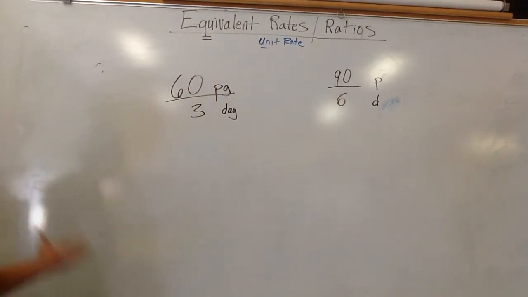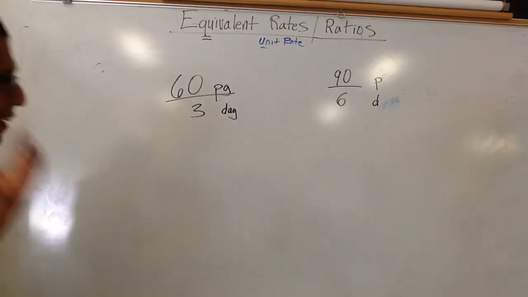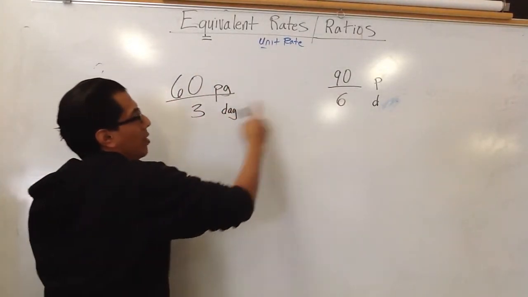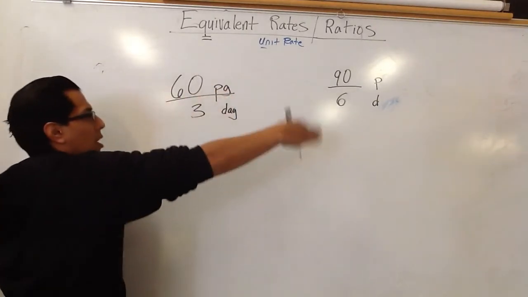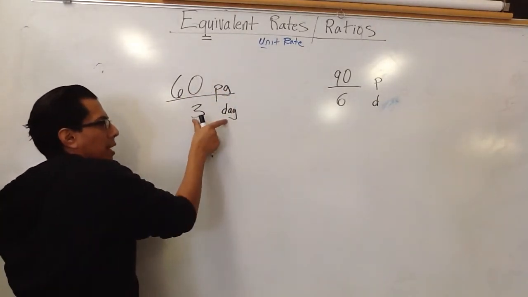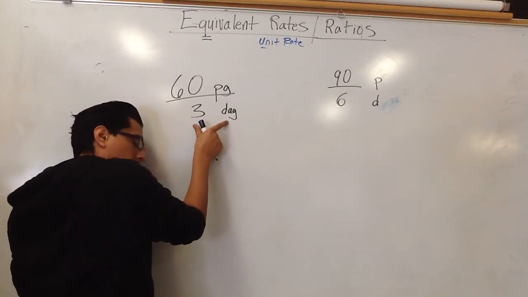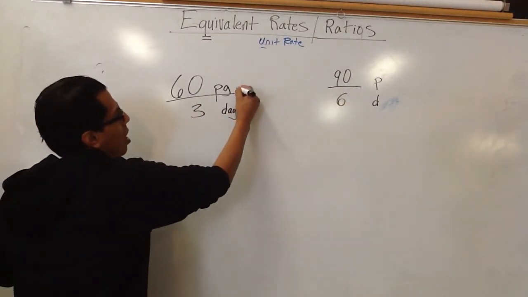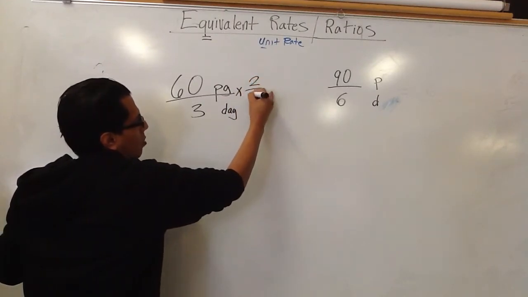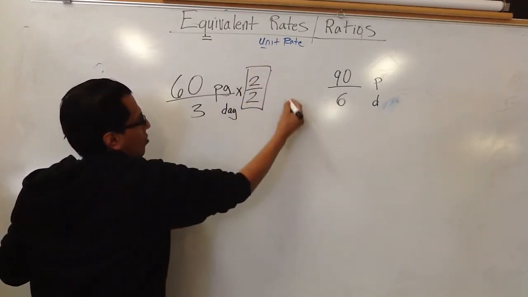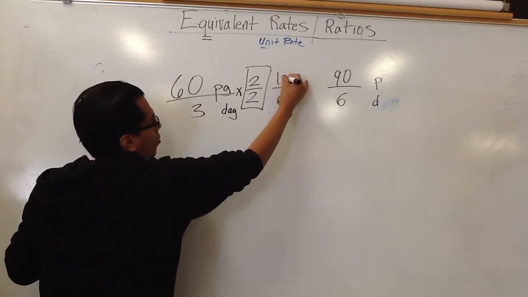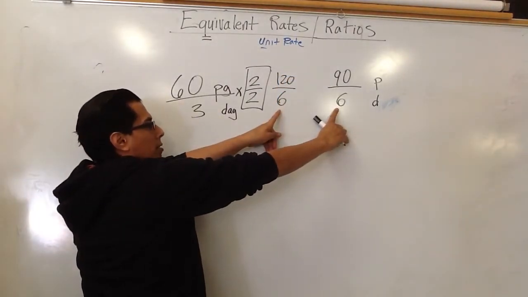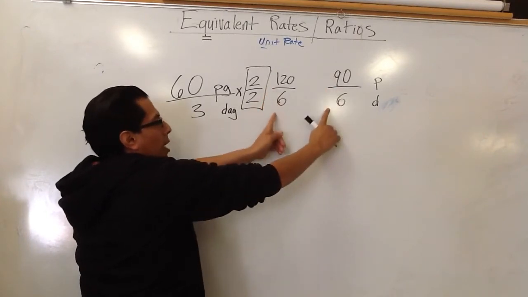So I could always use unit rate, right? I could take them all down to 1 by dividing this side by 3 and this side by 6. But here you see that this 3 is a multiple of that. So I could just say, I'll multiply by 2/2 to give me 120 pages in 6 days. And now, see how we have the same days? I actually now can compare it.